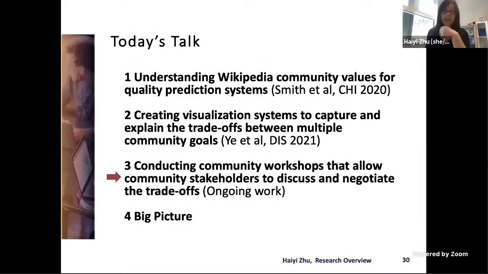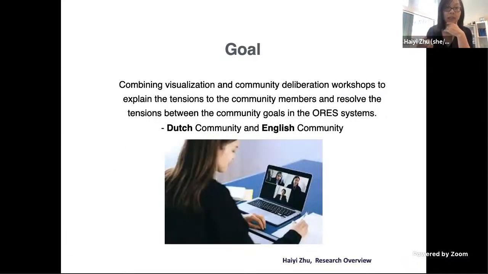So the second study talks about how we create the visualizations to make the trade-off more interpretable to people. And the third study, which is the current ongoing work, we're trying to open this up to broader community members. And currently we are conducting community workshops that allow community members and stakeholders to discuss and negotiate the trade-offs. The goal is that we want to combine this visualization system and the community deliberation workshops to explain the tensions to the community members and resolve the tensions, the trade-offs between the different community goals in the ORES system. So we are currently running the workshop in both the Dutch community and the English community.